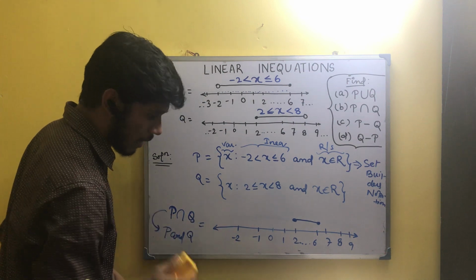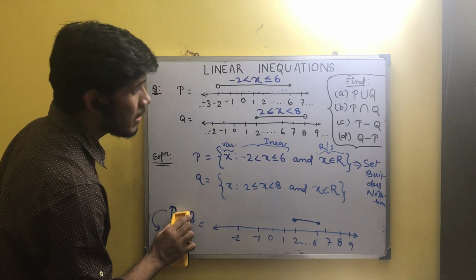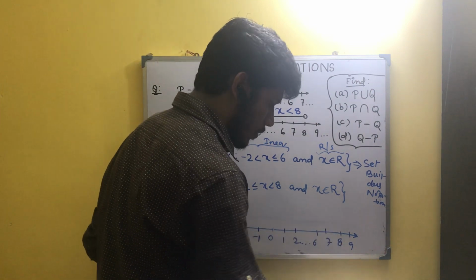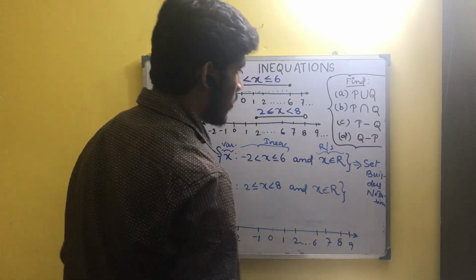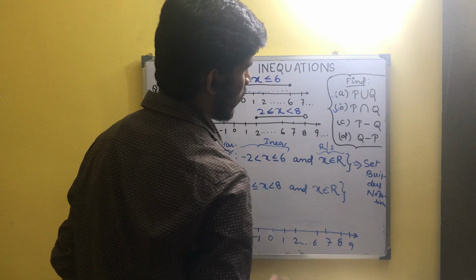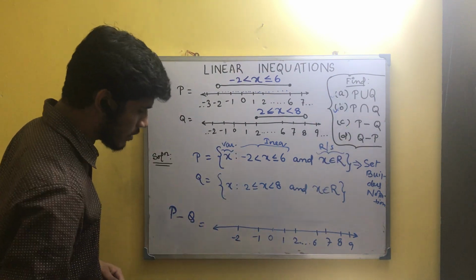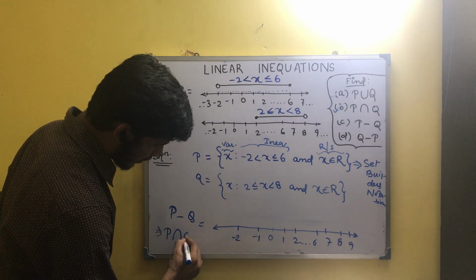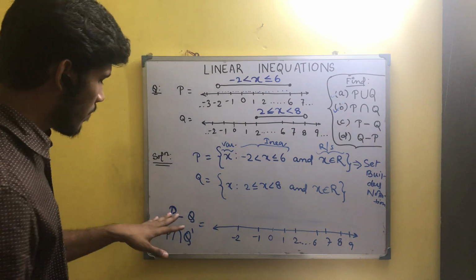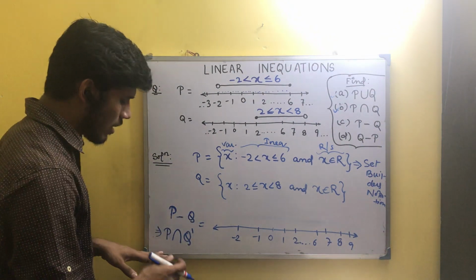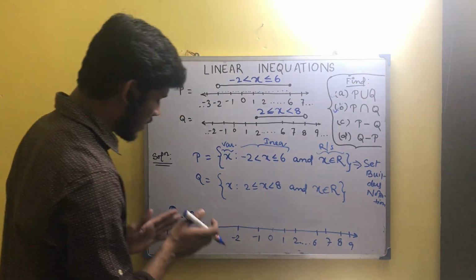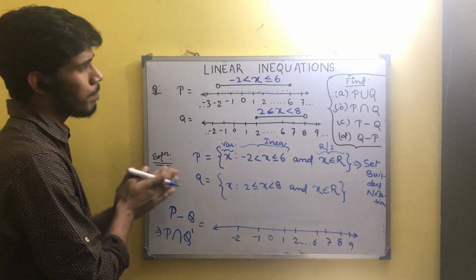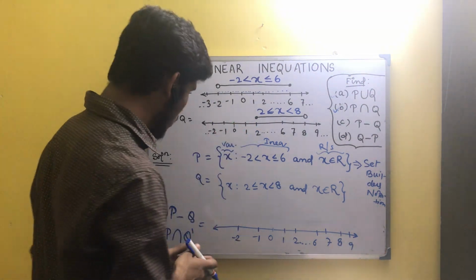Okay, now the third part. The third part is P minus Q. If we go on, this has been done, this has been done. Now the third part is P minus Q. Here is P minus Q. Now P minus Q also means P intersection Q dash, which means all those elements you need to represent here that belong to P but do not belong to Q, that are exclusively for P and do not belong to Q. So what are those values here?